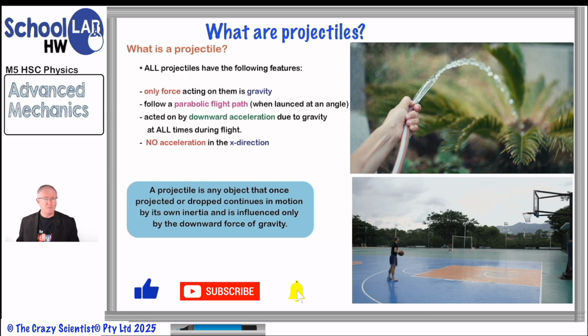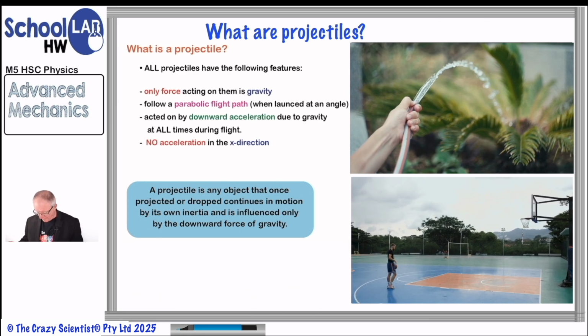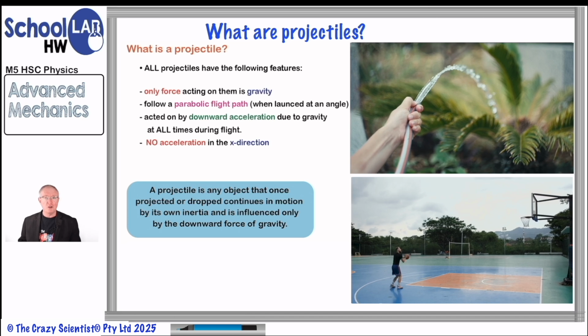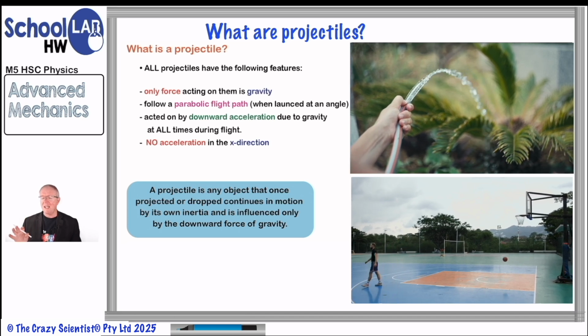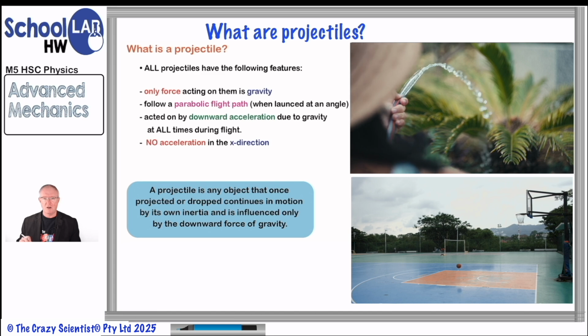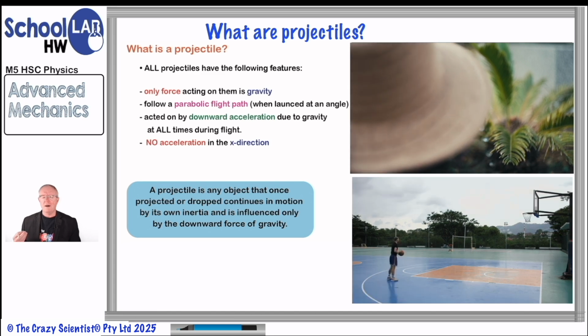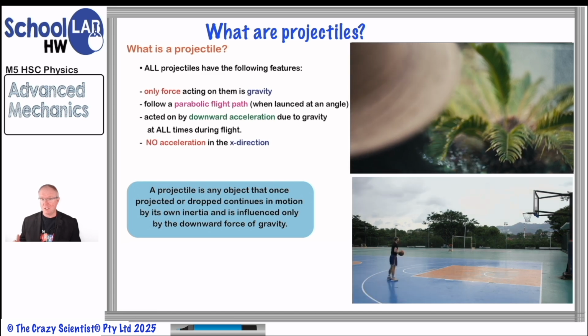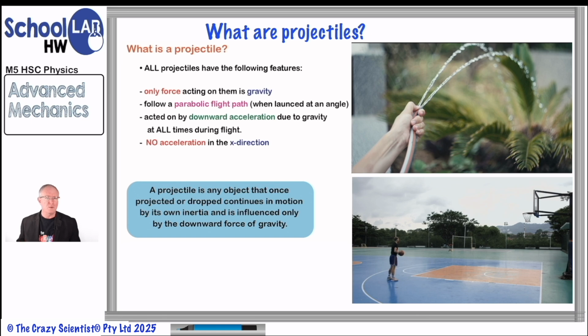We can see a basketball player here shooting a hoop. Once the basketball leaves his hands, it is a projectile. There is no type of force other than gravity acting upon it. We're actually ignoring air resistance in a lot of these problems because it makes the calculations a lot simpler. Okay, so we've got some definitions here.